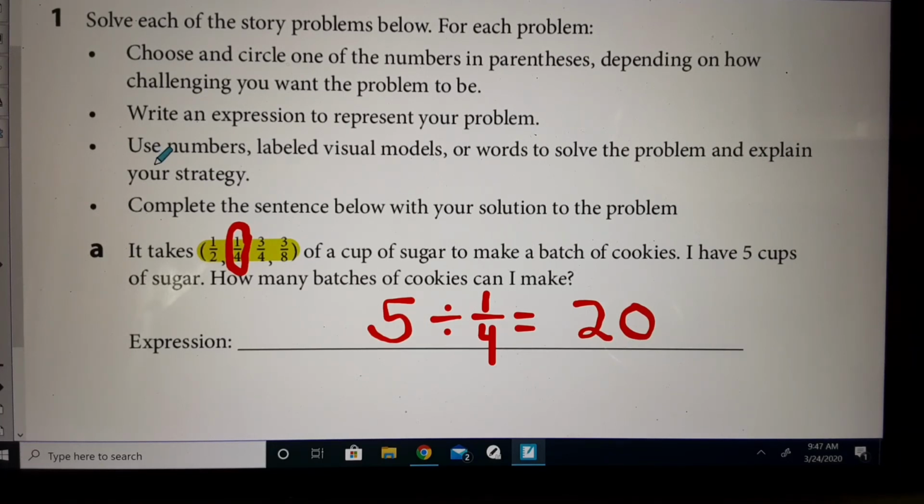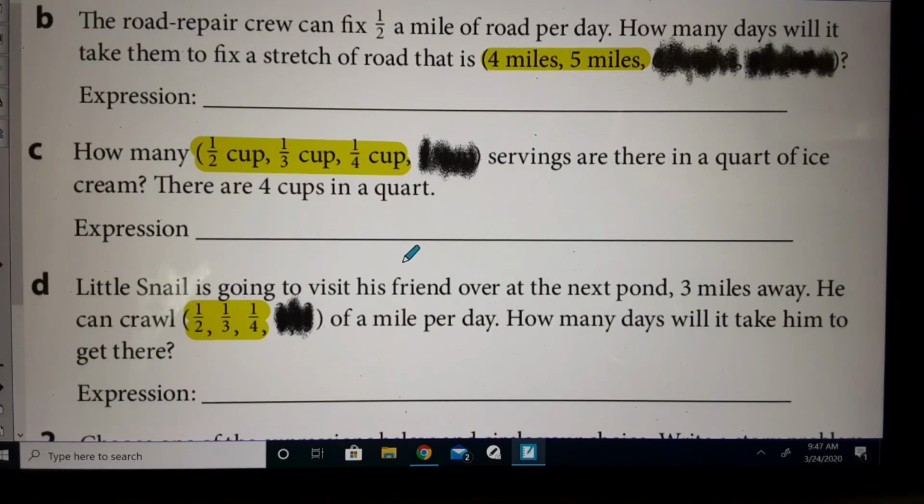For the third bullet, it says use numbers, labeled visual models, or words to solve the problem and explain your strategy. We won't, from a distance, be able to see a model that you draw, so you might be able to just explain to us what you see. I'll leave you a little bit of space for you to type something to explain your strategy, and then there is a blank for you to complete the sentence with your solution to the problem. Going forward, the rest of them look like this. A place for you to write your expression, and then a place for you to answer it.